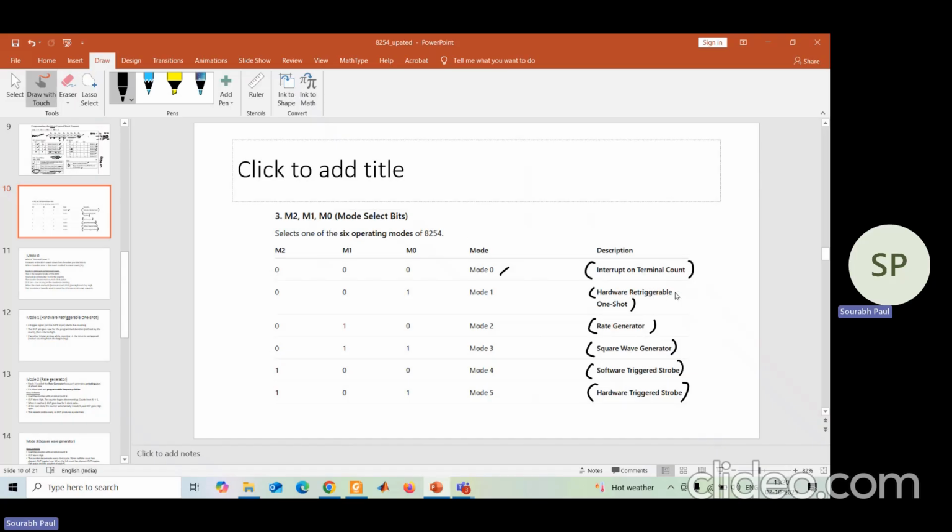Okay. And the second one is also sometimes known as monostable multi-vibrator. This is a very common term for EC students. Okay. They have monostable multi-vibrator in their analog courses. Now, let's talk about each of the modes in detail.